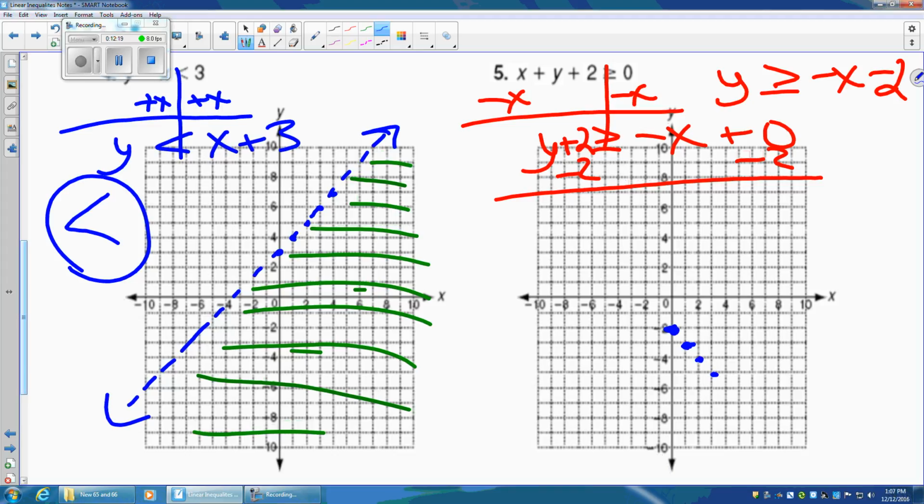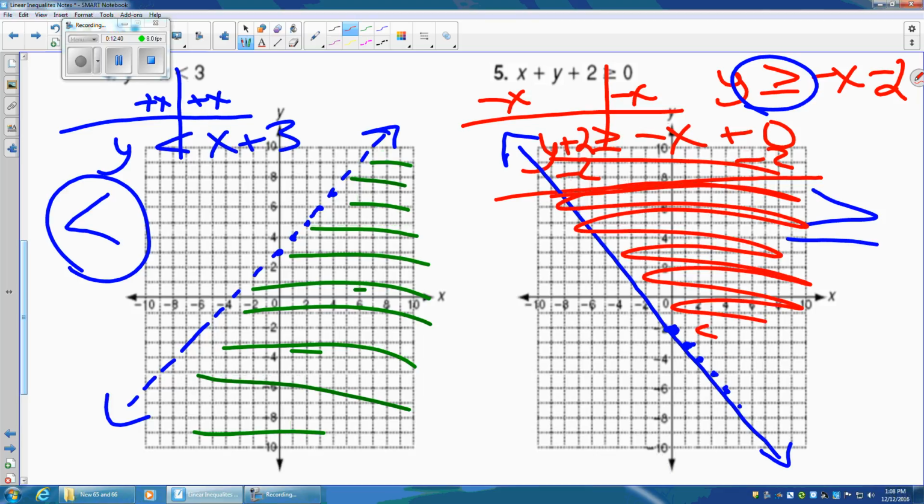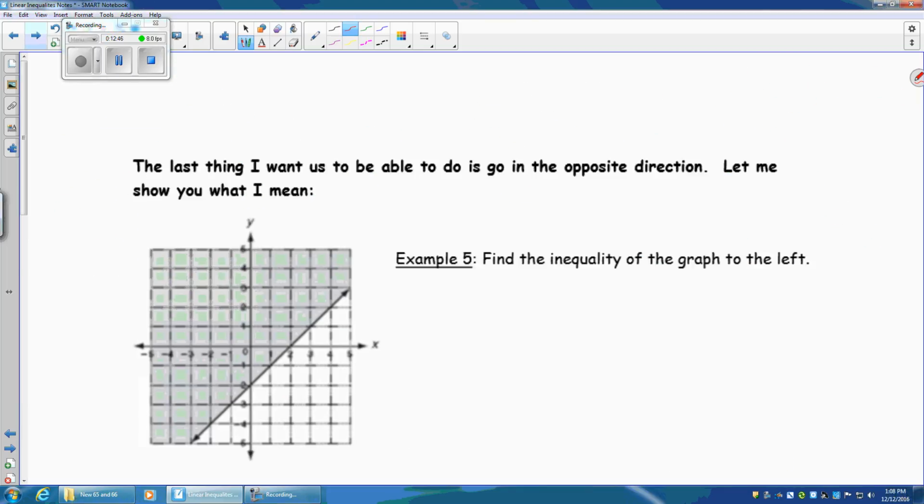Is it going to be solid or dotted? Solid. So let's make this a solid line. And let's figure out what side to shade on. Now this means greater than or equal to. So that means that it's going to be above. Greater than is big. So if it's above, that's all of these coordinates up here. Okay? That's it. The last part of these notes, we're almost done.